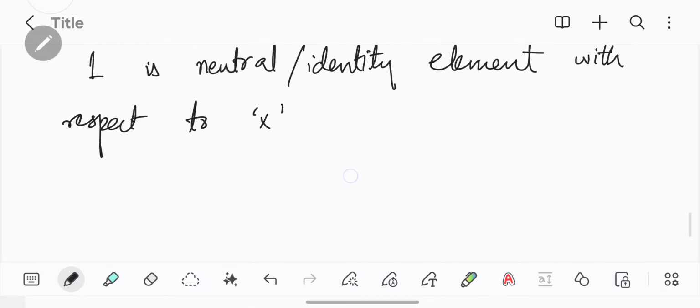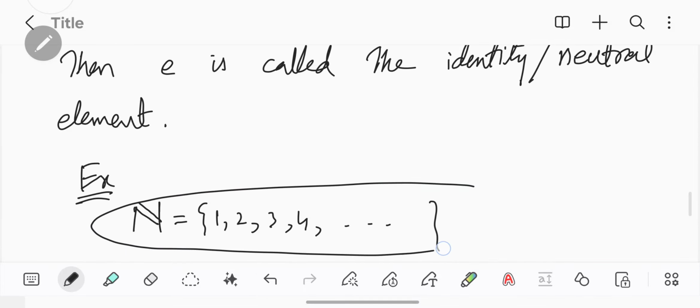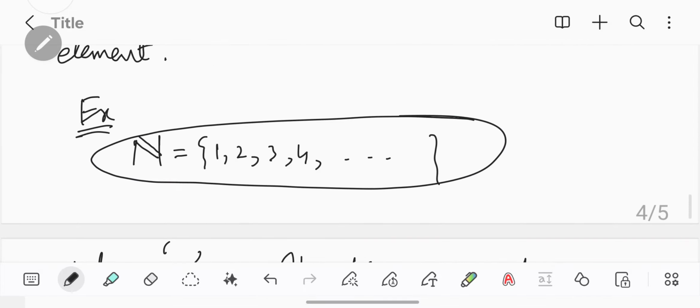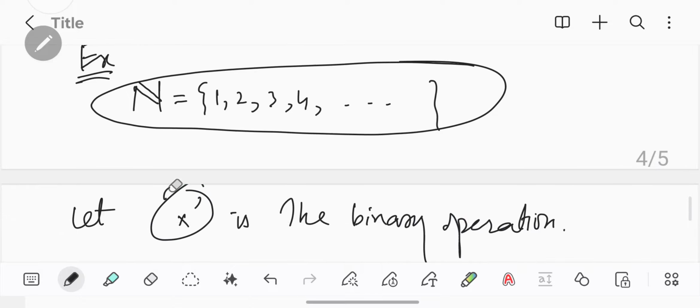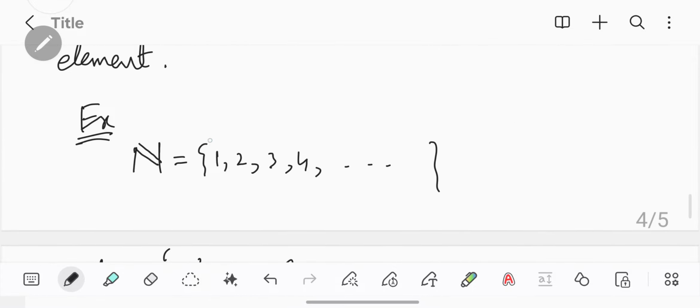Okay, here is a question for you. Does the same set have an identity element with respect to addition? So this is my question. Does N have a neutral or identity element with respect to the binary operation addition? Here is the natural number. If you take, for example, 1, if you add 1 to any number, that number will get changed. For example, if you add 1 to, for example, what?